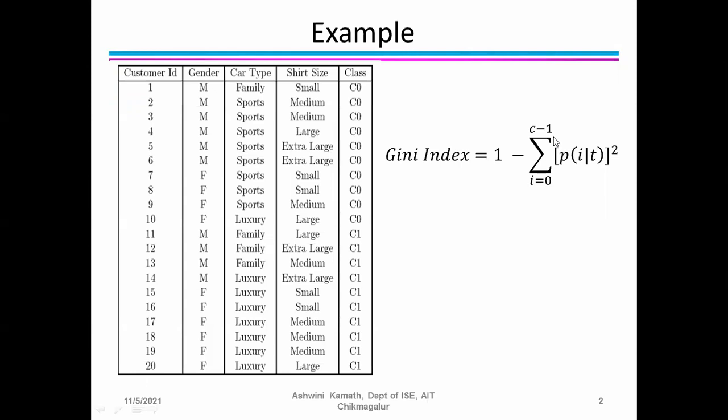Gini index is equal to 1 minus summation of i equal to 0 to C minus 1, probability of i given t, whole square. You know this formula. C is the number of classes, and t is the current node. Here probability of i given t is the fraction of records which belong to some class.